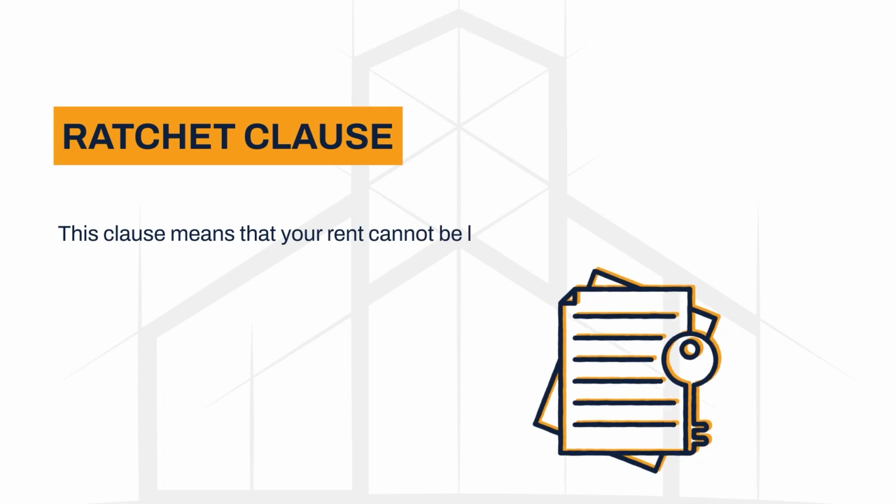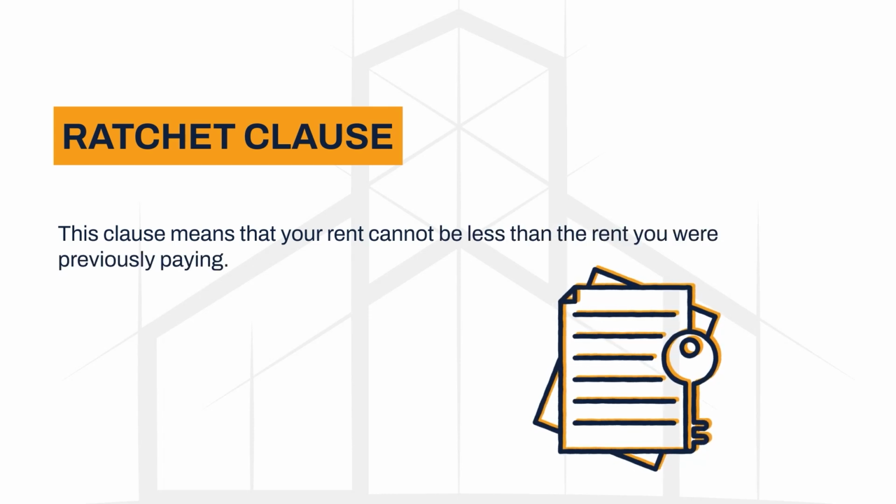To avoid falls in the market, some landlords will include a ratchet clause in the lease. This clause means that your rent cannot be less than the rent you were previously paying. Retail leasing laws across Australia prohibit ratchet clauses in retail leases. However, there is no such ban in other commercial leases.